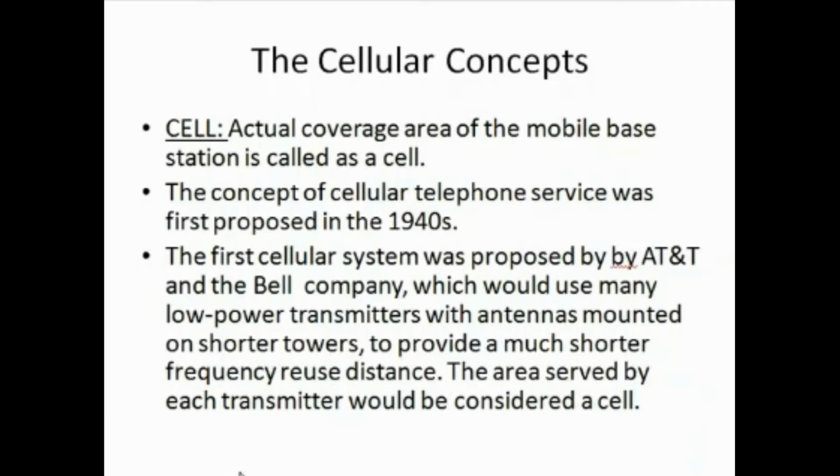The concept of cellular telephone service was first proposed in the 1940s. This concept was proposed in order to reuse the frequency. The first cellular system was proposed by AT&T and the Bell Company, which would use many low power transmitters with antennas mounted on shorter towers to provide a much shorter frequency reuse distance. The area served by each transmitter would be considered a cell.